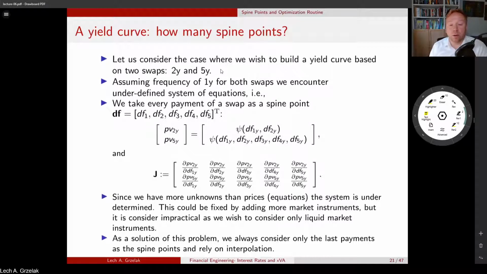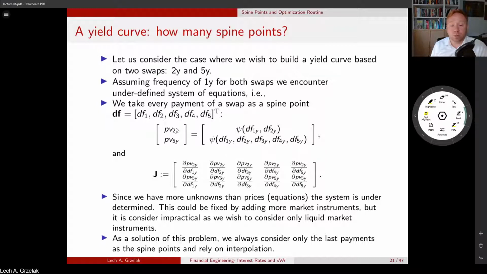So if we take, for example, this is a nice example. You will see how to approach an instrument which has multiple payments, and how to map that instrument to a spine point. To give you an example, we have two instruments. The objective is to build a yield curve from two interest rate swaps, a 2-year swap and a 5-year swap. The 2-year swap will have payments in a year and also 2 years from now. And we have a 5-year swap. Each of these two instruments has multiple payments: this one has two payments, and this one has 5 payments.